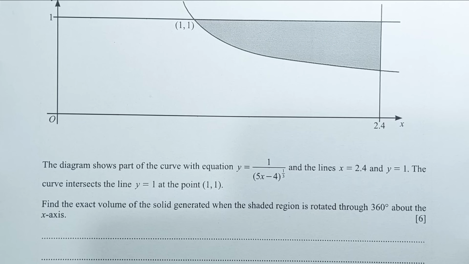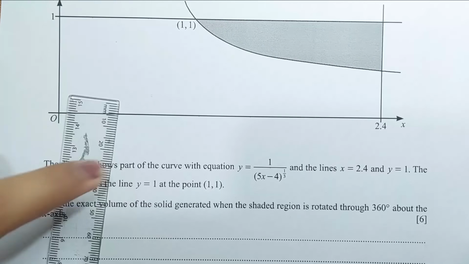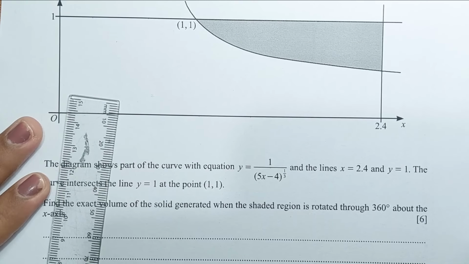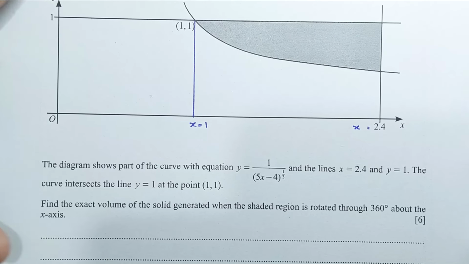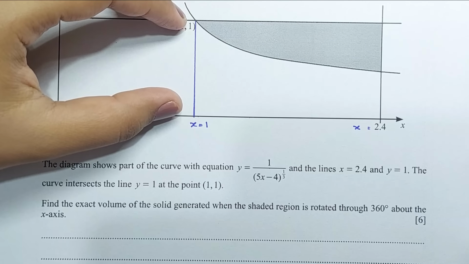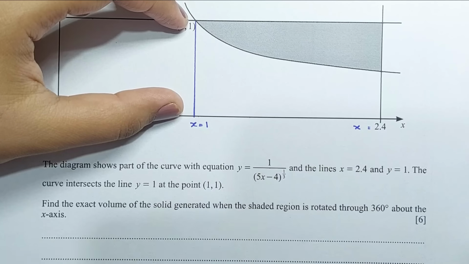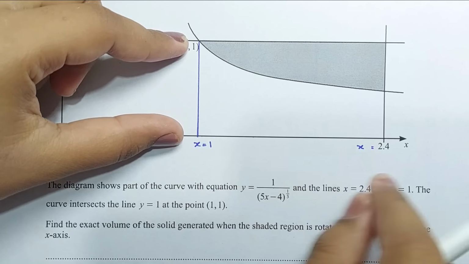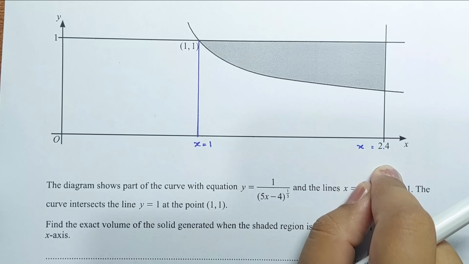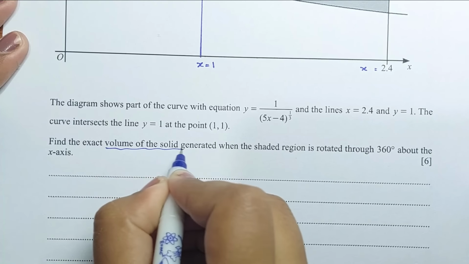The rotation is about the x-axis. So at this point x is equal to 1. Here x is equal to 1, and here this line x is equal to 2.4, right? So this shaded region is rotated about the x-axis. If we have a rotation about the x-axis between 1 and 2.4, let me explain the situation. As we know, here x is 1 and here x is equal to 2.4. So we have to find the volume of the solid which is generated.